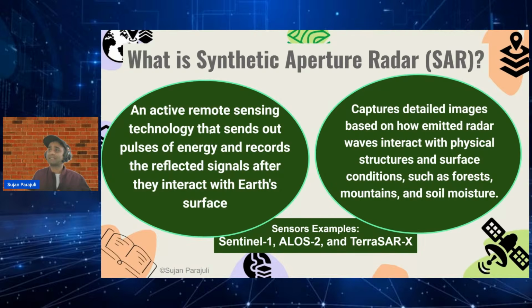So it is an active remote sensing technology that sends out pulses of energy and records the reflected signals after they interact with the Earth's surface. Based on that, it captures detailed images of how radar waves interact with physical features and surface conditions. Examples include Sentinel-1 data, ALOS-2, and TerraSAR-X data.